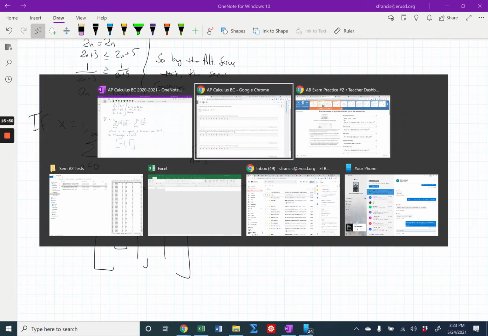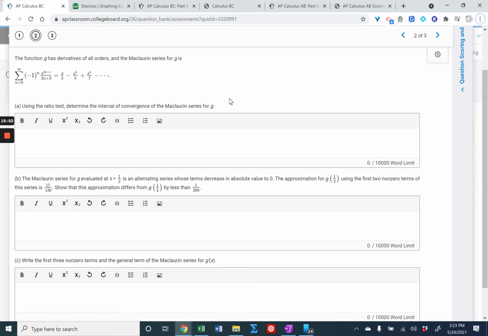It says the Maclaurin series for G evaluated at x equals 1/2 is an alternating series whose terms decrease in absolute value to 0. That tells you that the series converges. The approximation for G of 1/2 using the first two non-zero terms of the series is 17 divided by 120. Show that this approximation differs from G of 1/2 by less than 1 over 200.